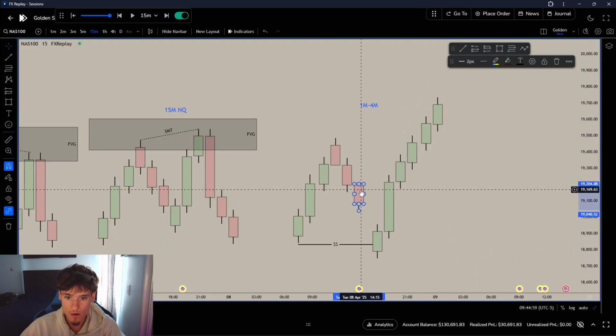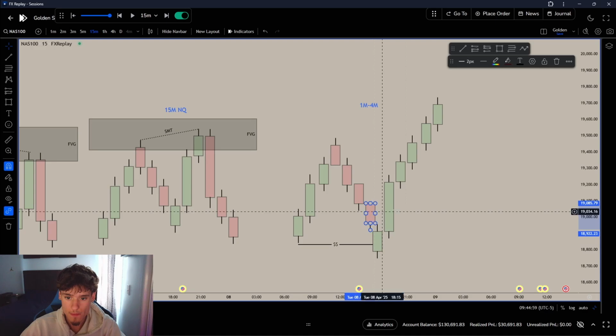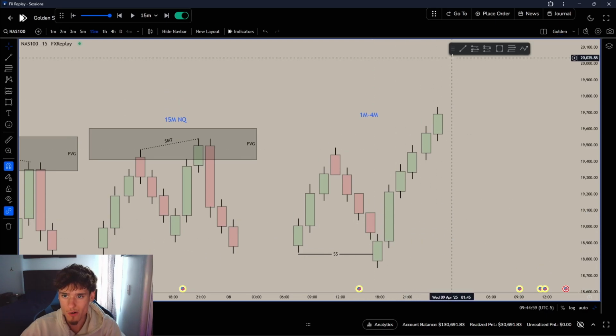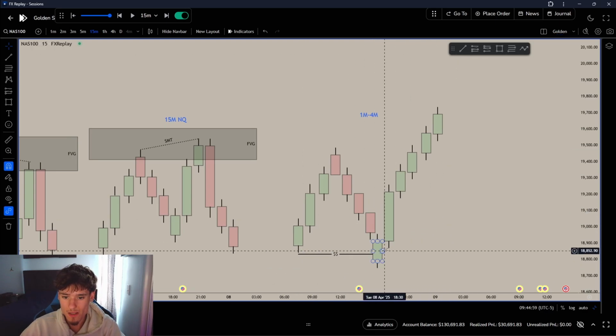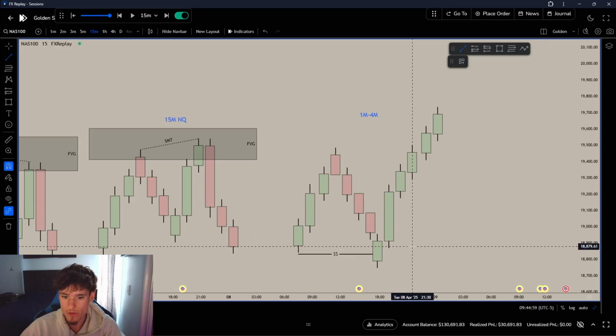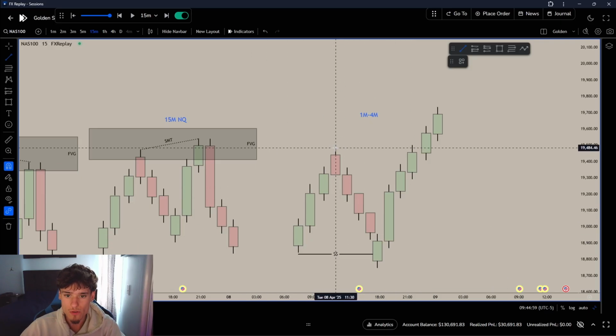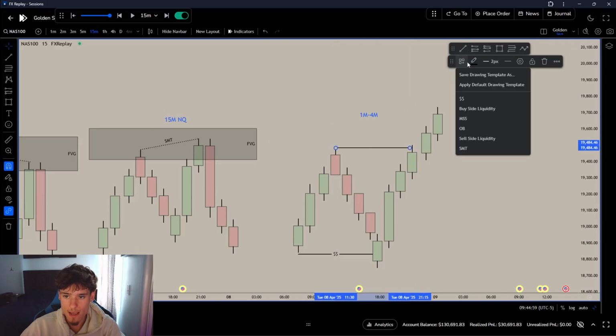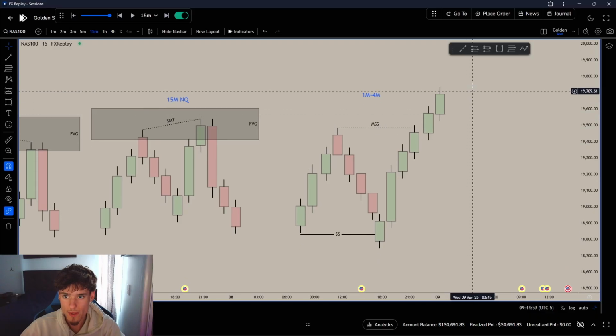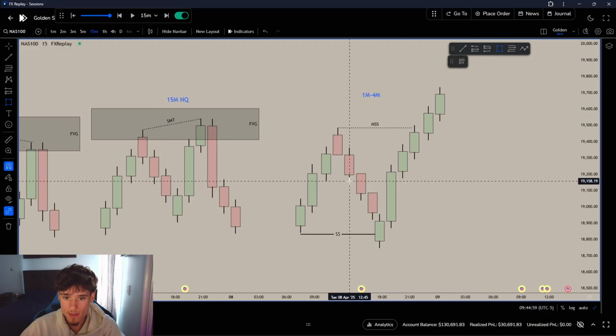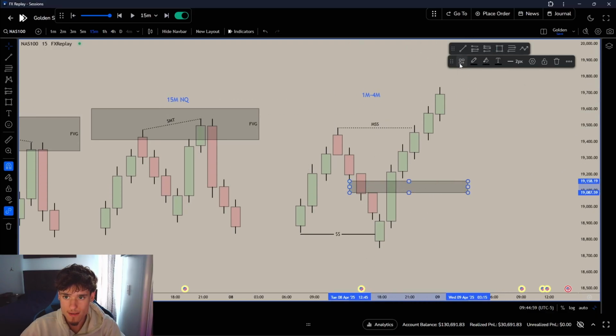Say we had our little push down. There you go. Not the best drawing, but okay. So say we had our manipulation, so we had our push down. Beautiful. Now what we want to do is mark this out as a market structure shift, and our entry point is going to be right over here at this inversion fair value gap.